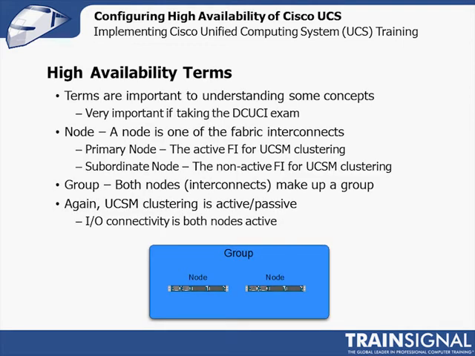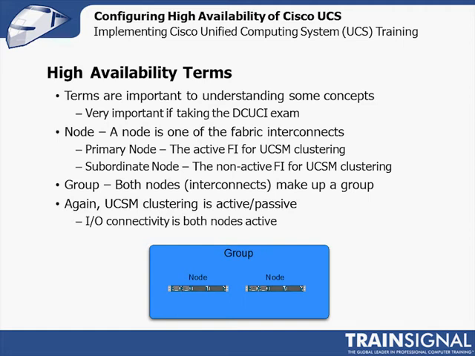So, a couple of quick terms, and these are important. They're especially important if you're taking the DCUCI exam. Cisco likes to hit you on terms. I guess everybody really does. But if you don't understand what they mean by node or group, you're going to be a little bit confused. So down at the bottom I spell it out in a simple diagram.